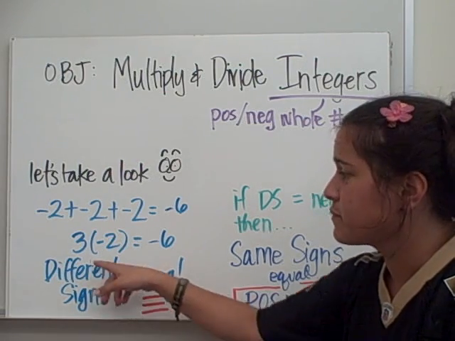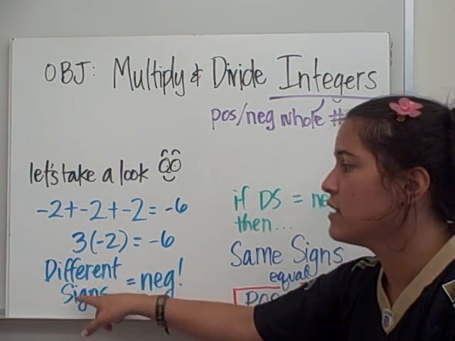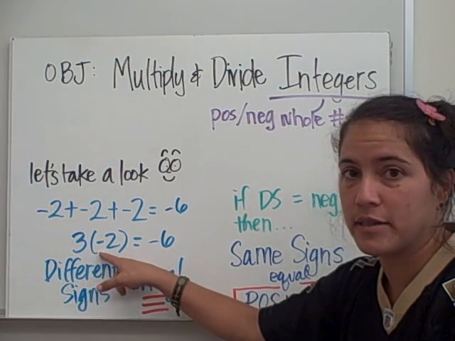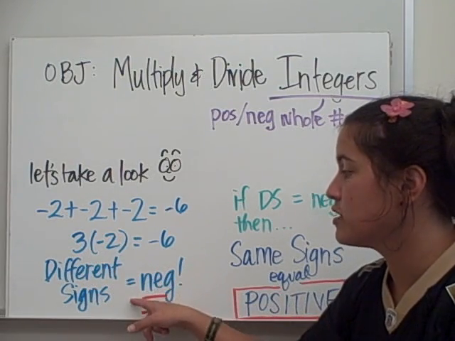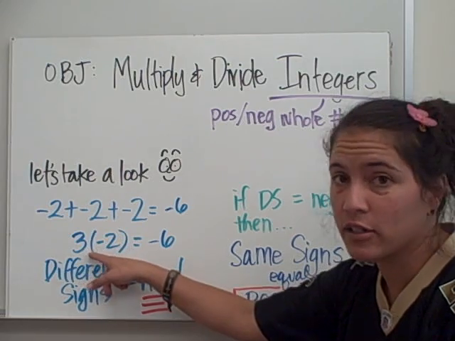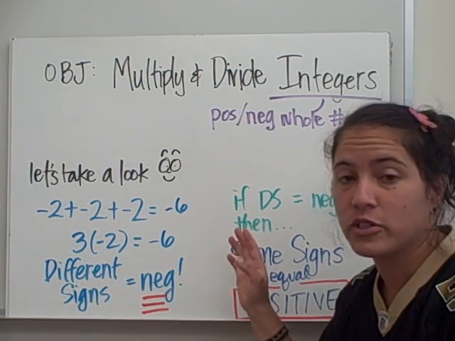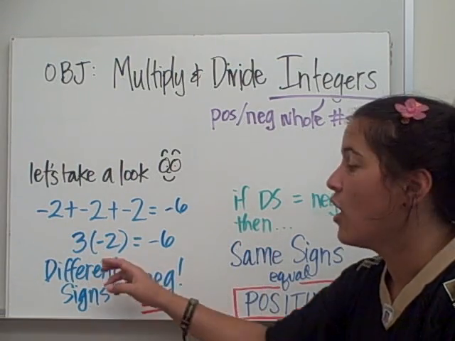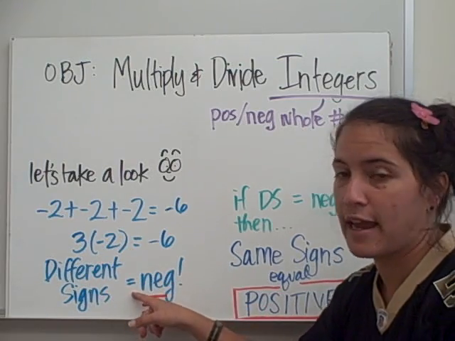So let me repeat that. When you multiply numbers with different signs, a positive and a negative, your answer is going to be negative. It doesn't matter which number is bigger. If you multiply with two different signs, your answer is going to be negative.